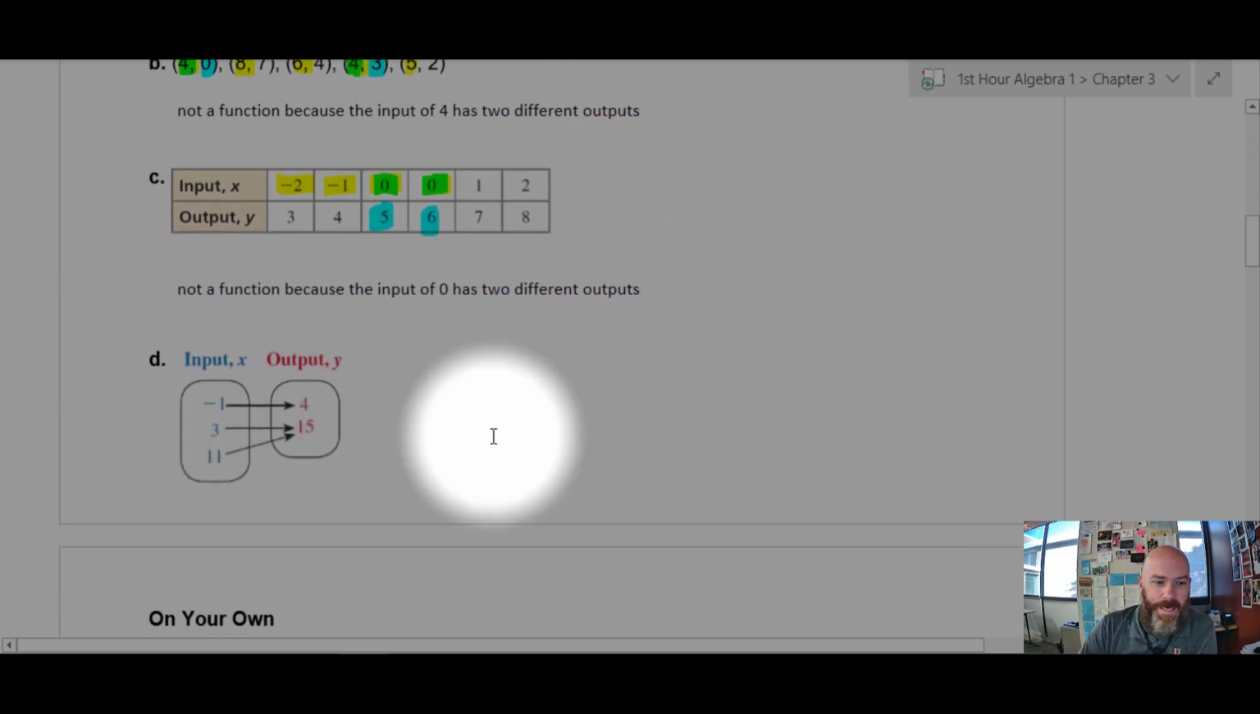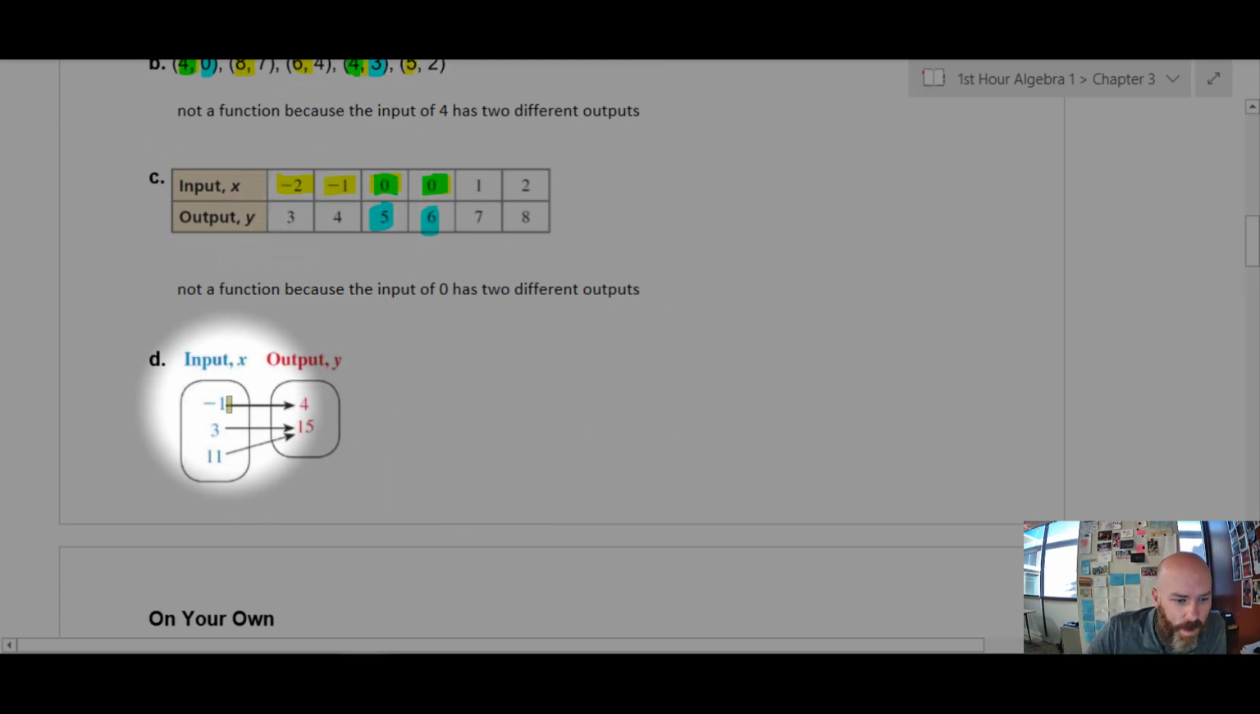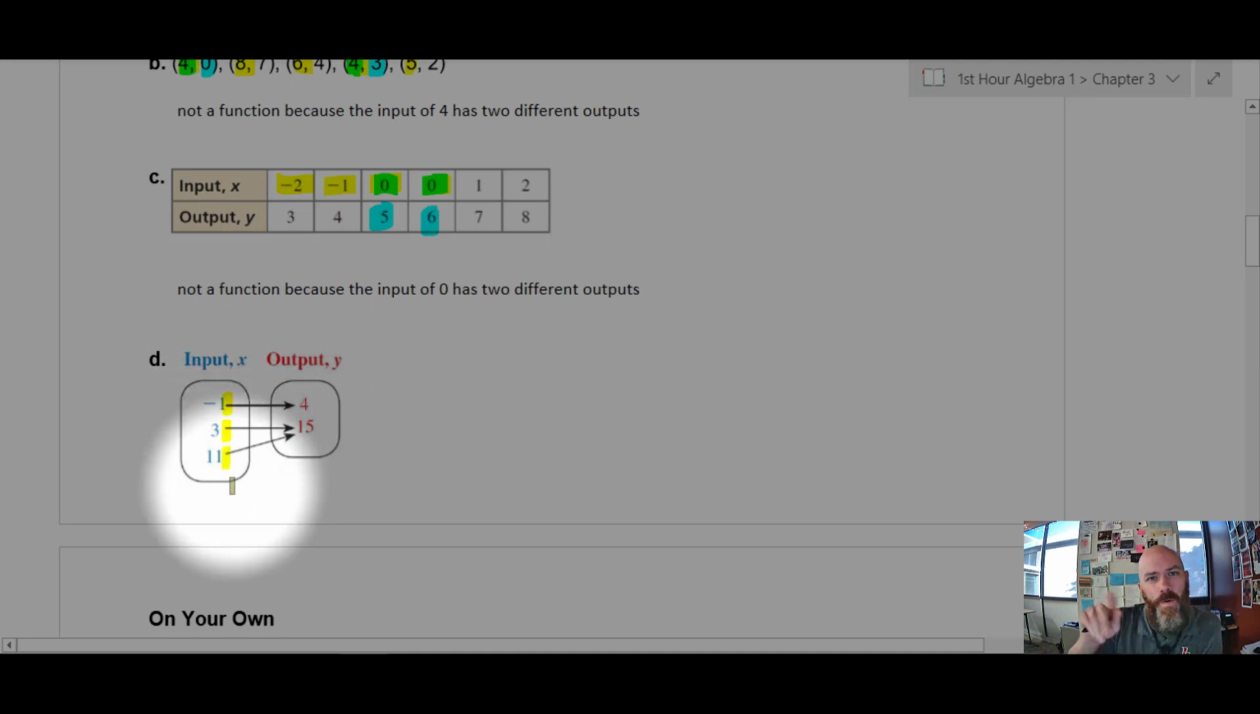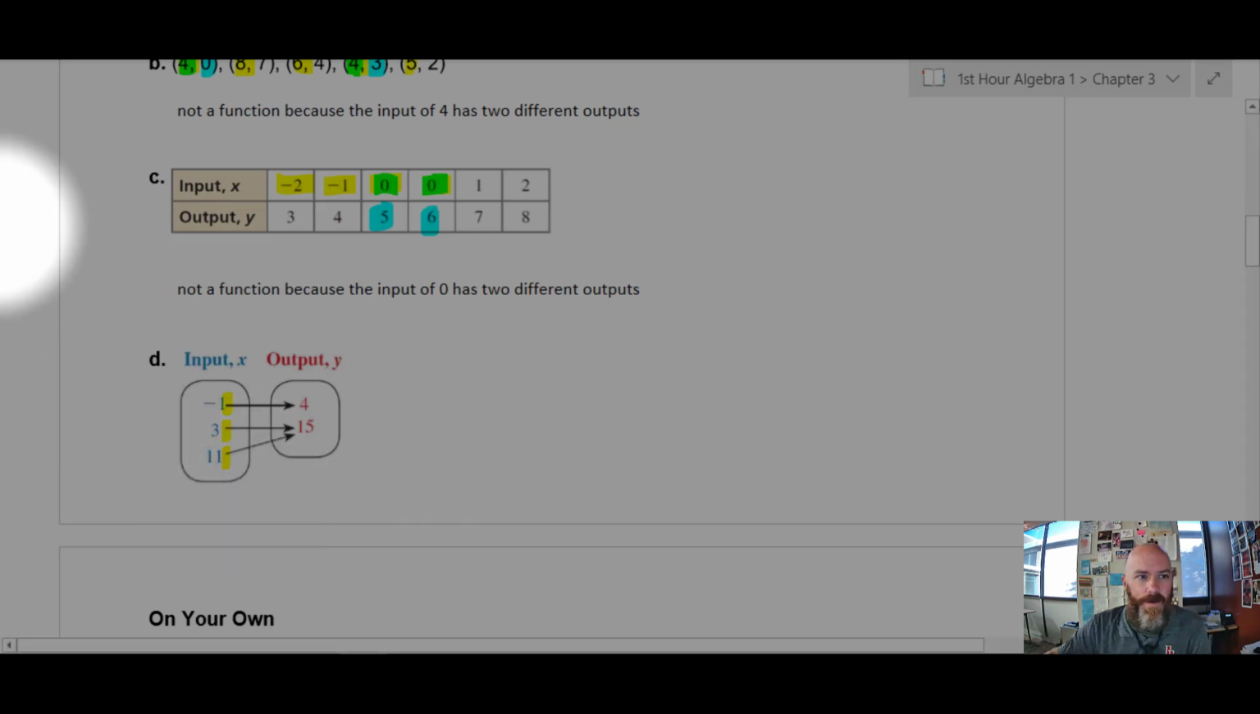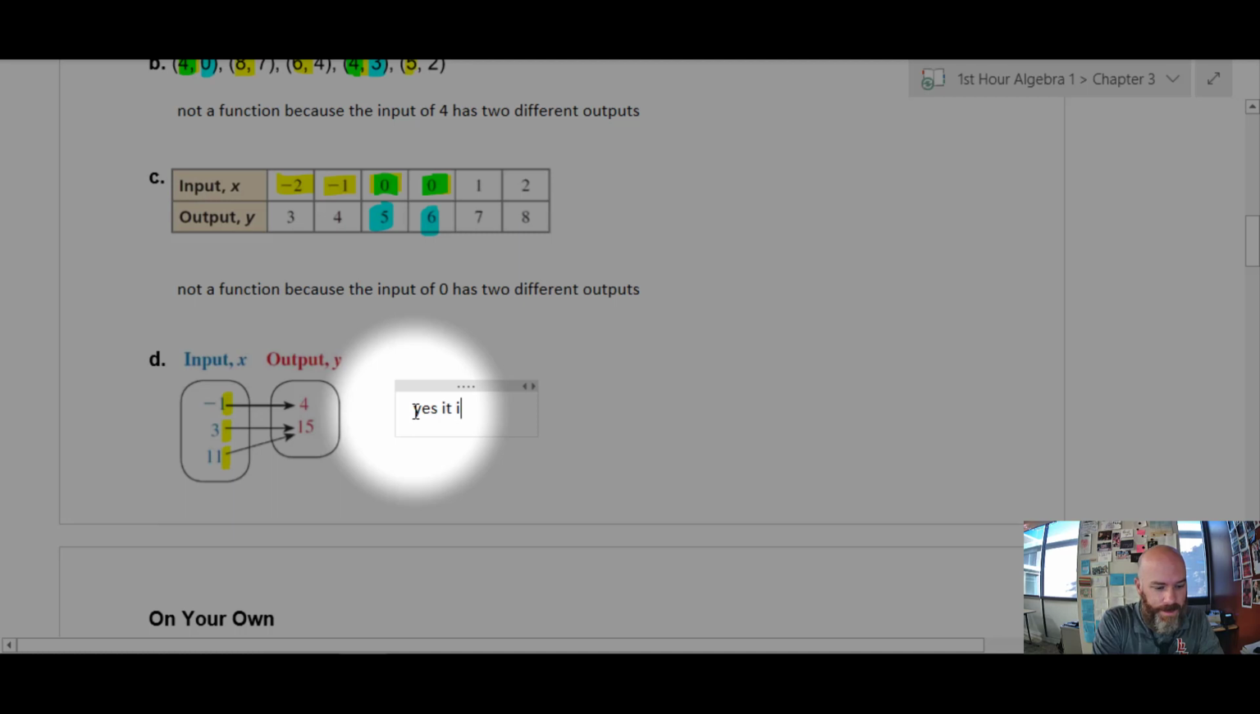And then this is what's called a mapping diagram. So our inputs, notice that each one has its own output going away out from it. So which means yes, it is a function. So I'm going to write that in here. Yes, it is a function because each input has exactly one output.